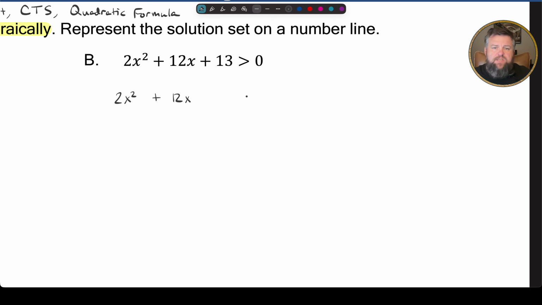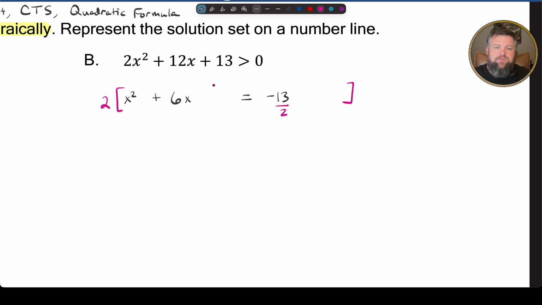We're going to move the 13 to the right. We're going to change that to an equal sign, so it becomes minus 13. Now we're going to also take the 2 out of the picture, so we're going to divide each of these by 2. I'm going to leave this part as the fraction because I don't want to do decimals until the very end if I can. Now the 12 over 2, that's going to give me 6. So we just factored a 2 out of the equation.